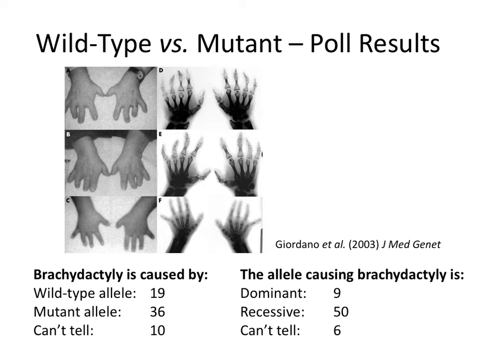I'm going to take the temperature in the class right now. Does anybody want to change their vote? What is brachydactyly caused by, a wild type or a mutant allele? So how do you decide?